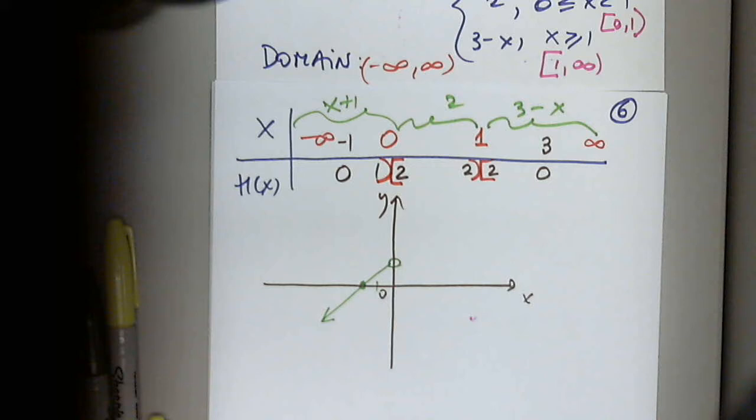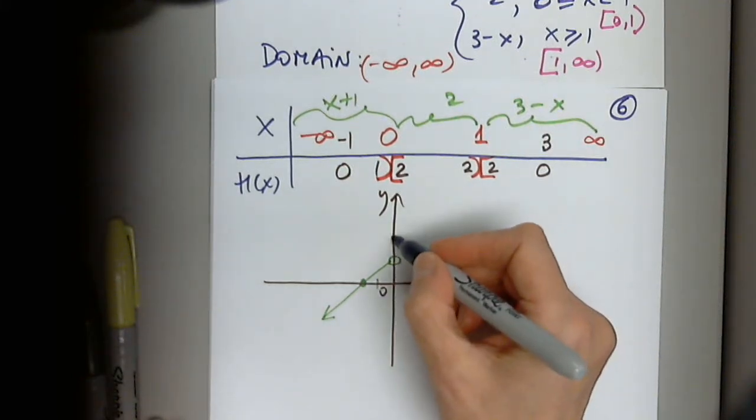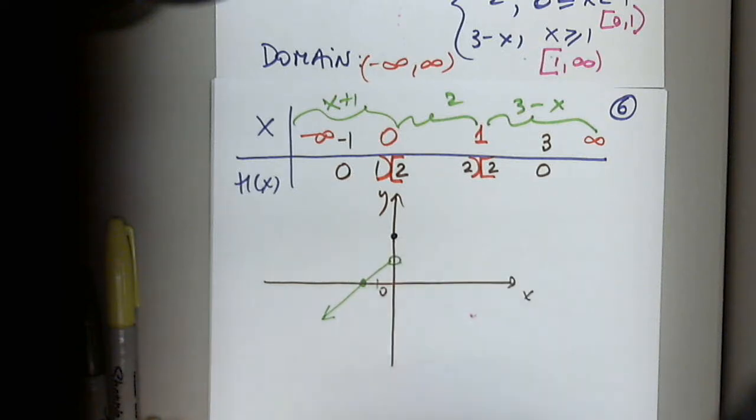The next step, next ordered pair is? 0, 2. Very good. What type of ordered pair is this? Closed circle. Very good. 1, 2.